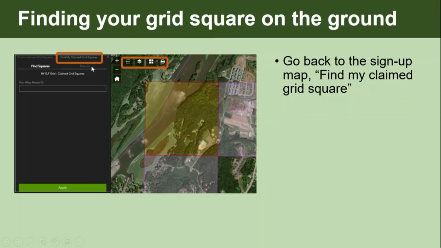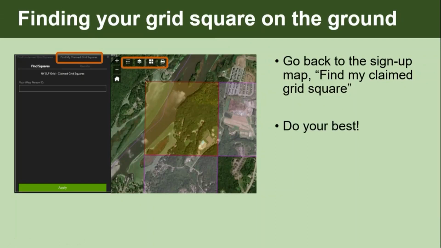So on this Find My Claimed Grid Squares tab, you can enter in your IMAP person ID, and it pulls up your map, and you can then zoom in, zoom out, pick the base map you like. Satellite imagery, for example, makes it really clear to pick out some spots to survey and be able to find them when you're on the ground. And there is also a print icon up here. So you can print to PDF or print it from your printer so that you have a little map of where you want to go survey.